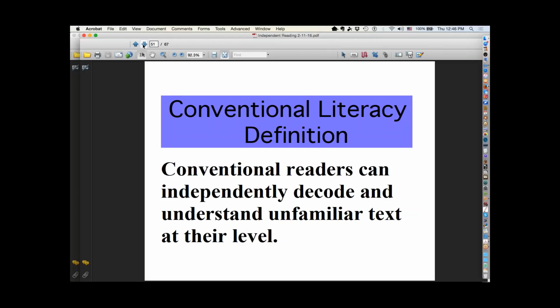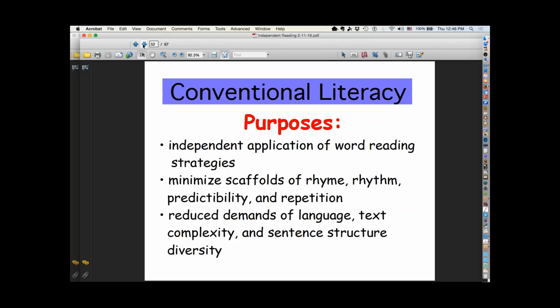So conventional readers, again, from the beginning literacy framework, can independently decode and understand unfamiliar text at their level. And so the purposes of conventional literacy are to independently apply word reading strategies. So we want you to get beyond the point of pattern plus picture equals success. We're going to take away that pattern because we want you to actually read every word. So we are minimizing those scaffolds. We really poured on the scaffolds for the transitional stage. Now we're taking those away.